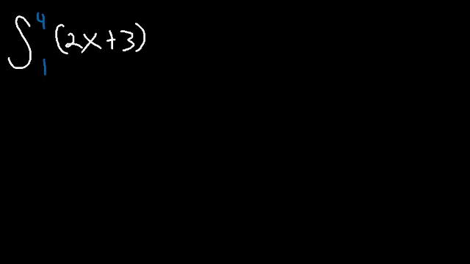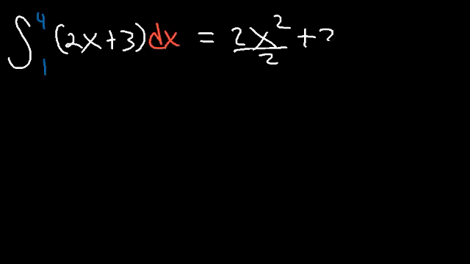So let's work on some more examples. Calculate the value of this integral, 2x plus 3 from 1 to 4, and also use geometry to confirm your answer. So this is going to be 2x squared divided by 2 plus 3x. And we can cancel these. So it's x squared plus 3x.